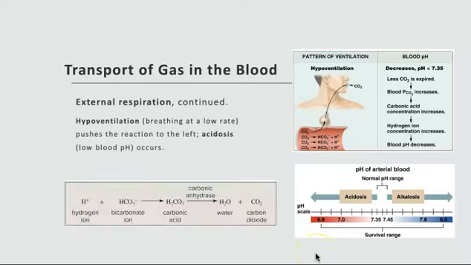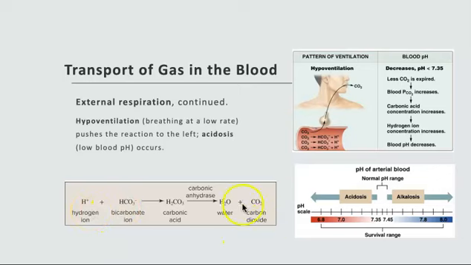This means we are breathing at a lower rate and it pushes the reaction to the left. Again, I had to change the chemical reaction here so we stay consistent. We have less of that carbon dioxide that we are exhaling out. And so as carbon dioxide is building up within the blood here, we are going to shift this over to that left side.